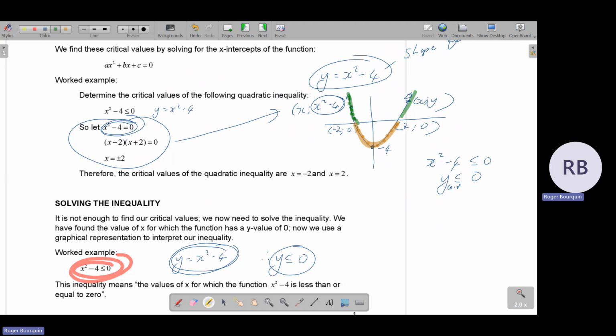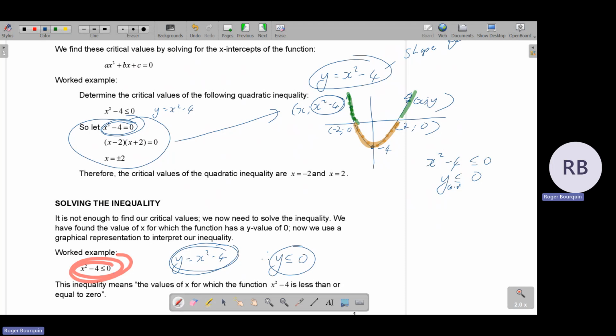Okay. So the brown part is the graph where x squared minus 4 is less than 0. Because what is x squared minus 4? It's the y coordinate, right? So there is your answer, right? But the question said what? The question says solve for x.